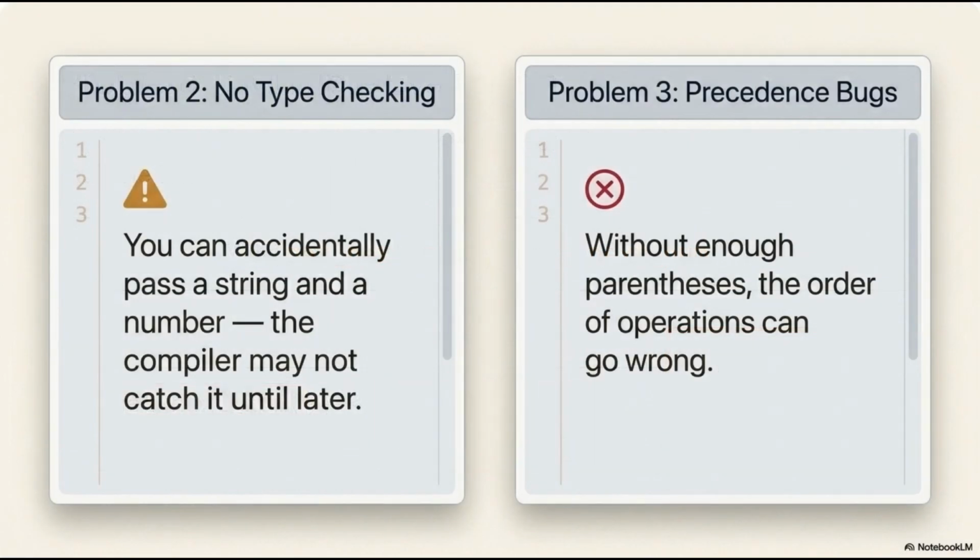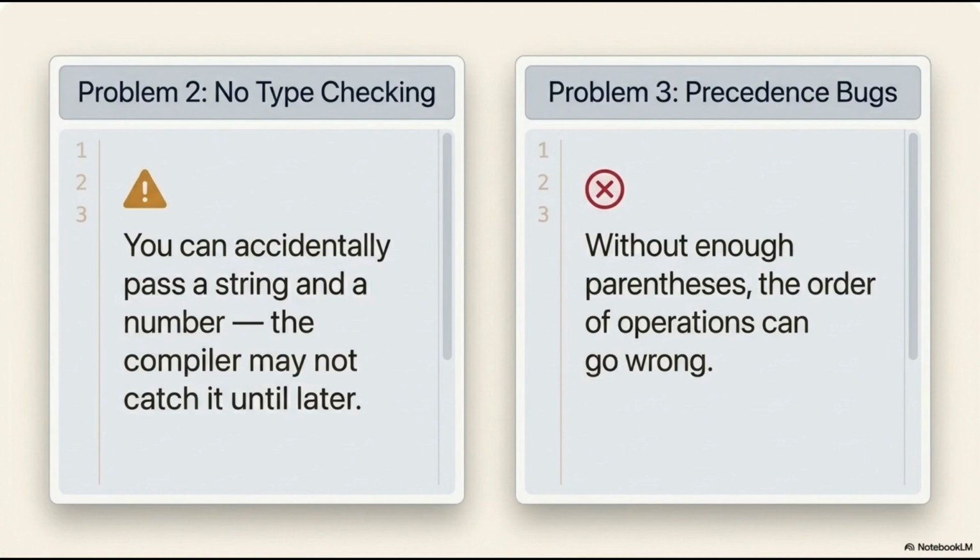Problem 2, the robot will happily mix strings and numbers without a single warning because, remember, there's absolutely zero type checking going on. The compiler might not catch the problem until way later. And problem 3, precedence bugs. Without proper formatting, the basic order of mathematical operations just shatters. Your multiplication and addition get all mixed up, and suddenly your calculations are wildly, dangerously incorrect.